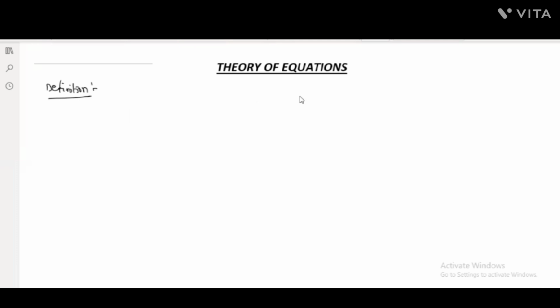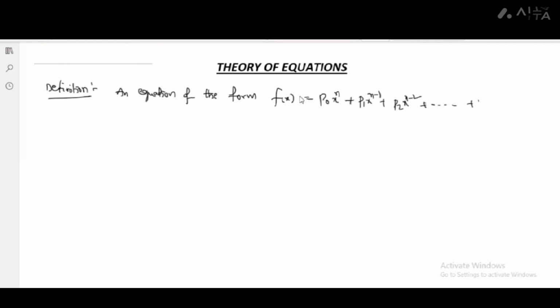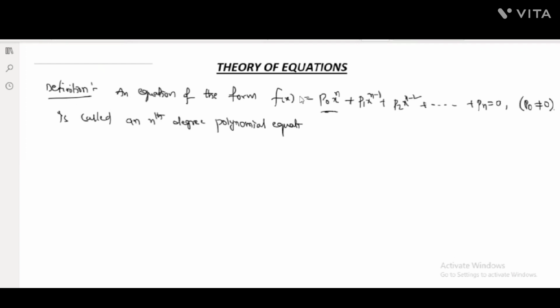Definition: an equation of the form f of x is equal to p naught x power n plus p1 x power n minus 1 plus p2 x power n minus 2 plus so on plus pn is equal to 0, where p naught not equal to 0, because if p naught becomes 0, it will not be called an nth power equation. So p naught not equal to 0 is called an nth degree polynomial equation.